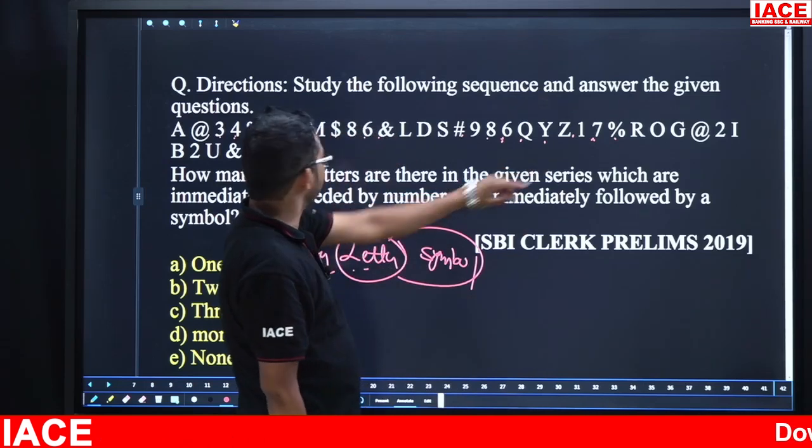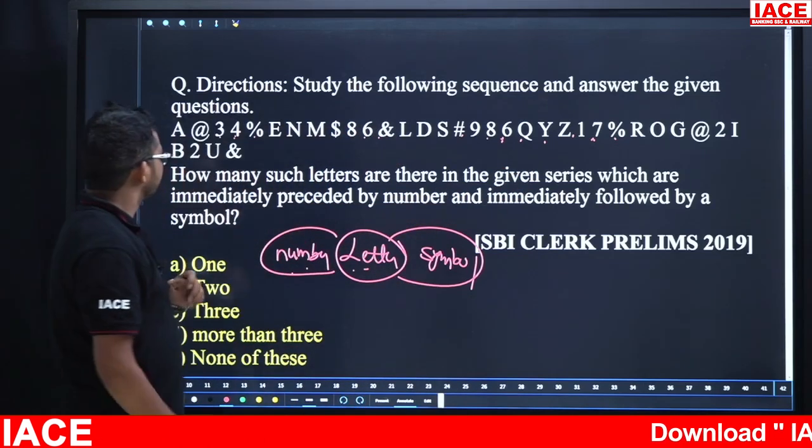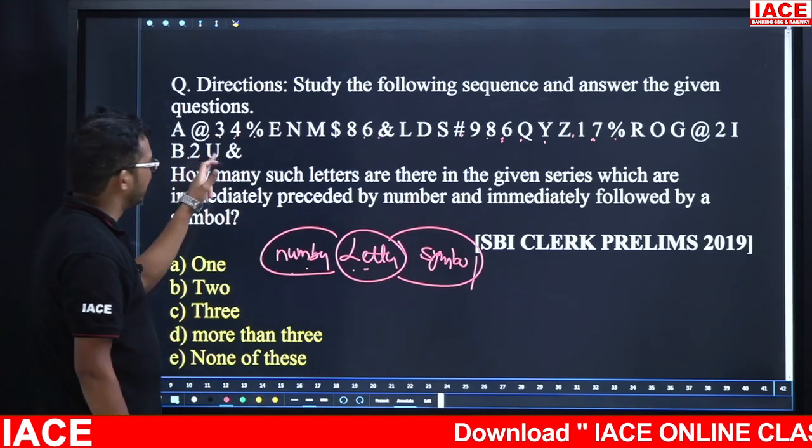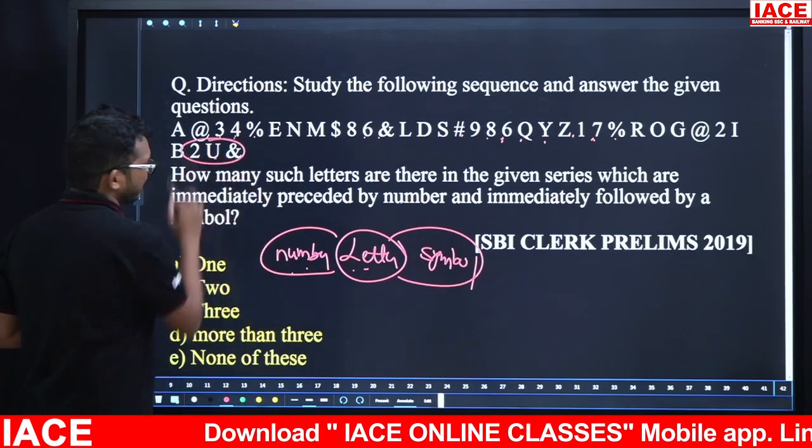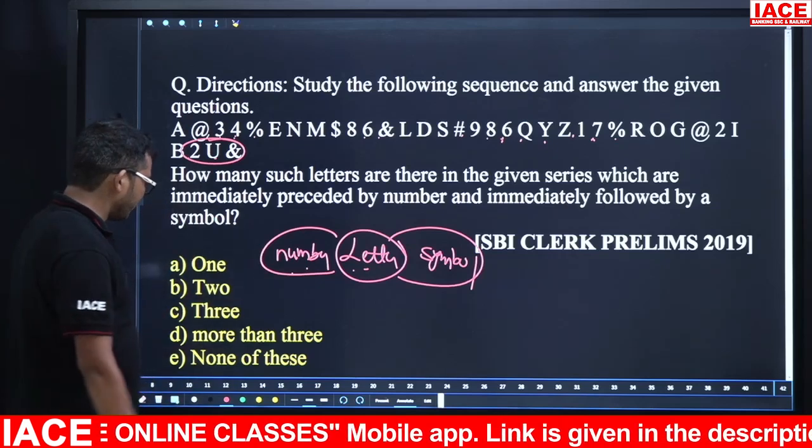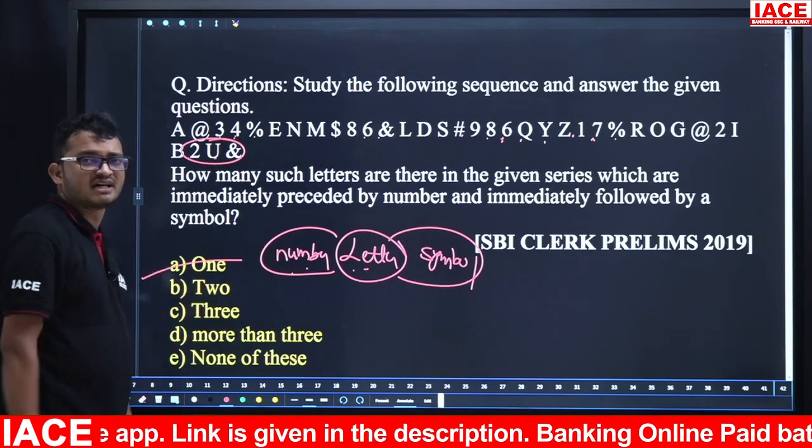Next one is number, next one is letter, next one again letter, no. Next one number, next one letter, next one symbol. That means here we have only one pair. So one pair means the answer is 1. Option A is the answer.